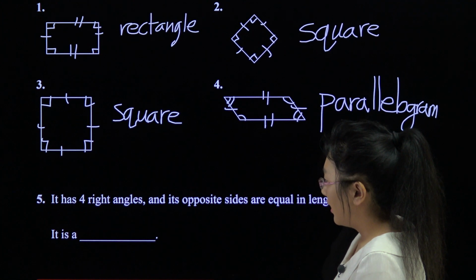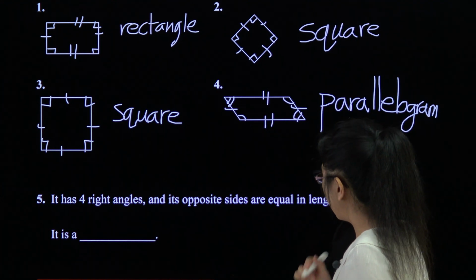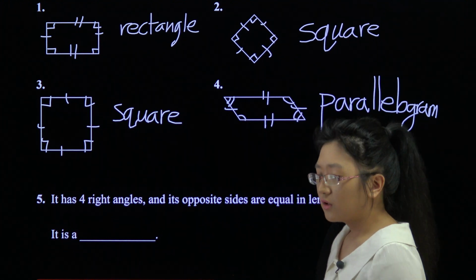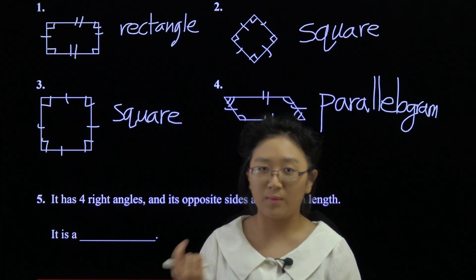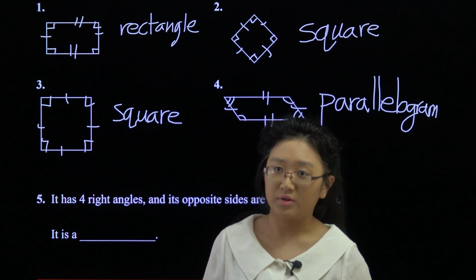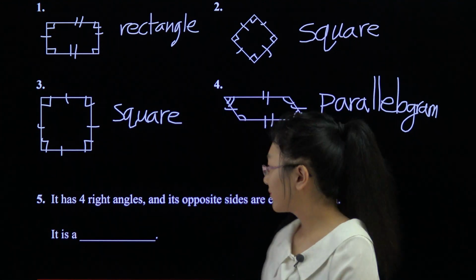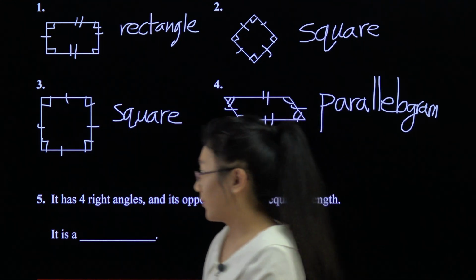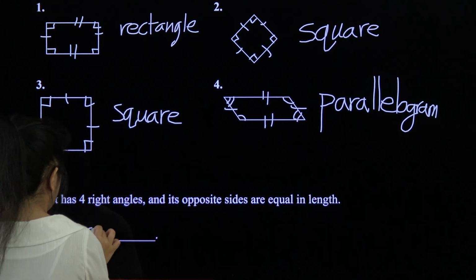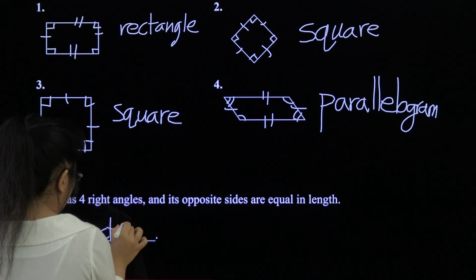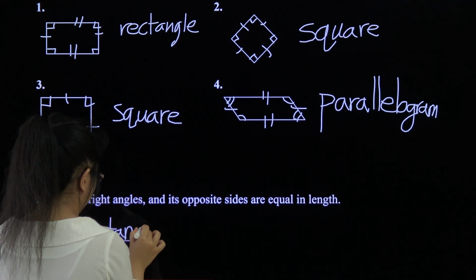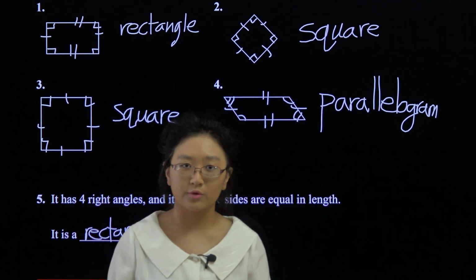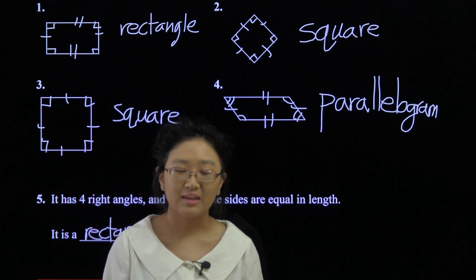Continuing, it has 4 right angles and its opposite sides are equal in length. It is so 4 right angles. That's either a square or a rectangle. Maybe both, because squares, well, its opposite sides are equal in length. That usually means that it's a rectangle. Although technically, the opposite sides of a square are equal in length. Because if all your sides are equal, then the opposite sides are equal too. Yeah.